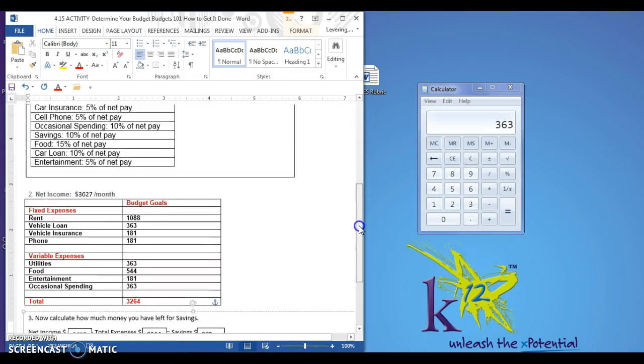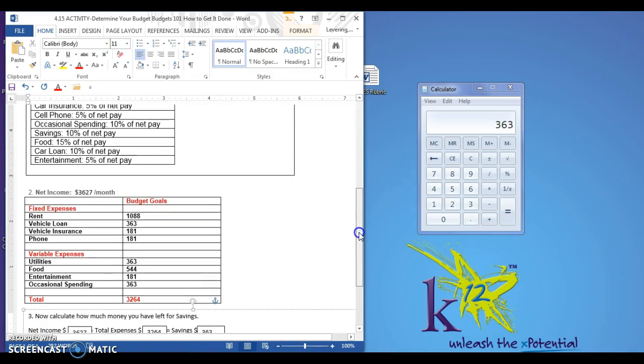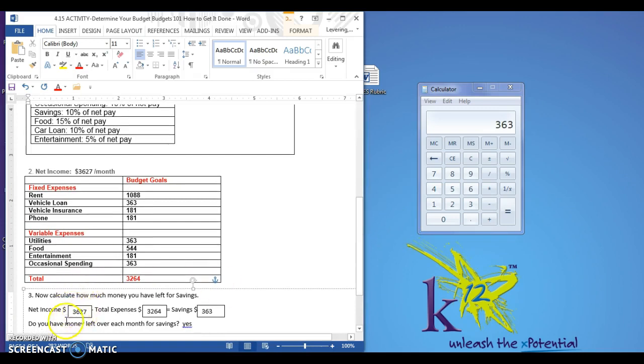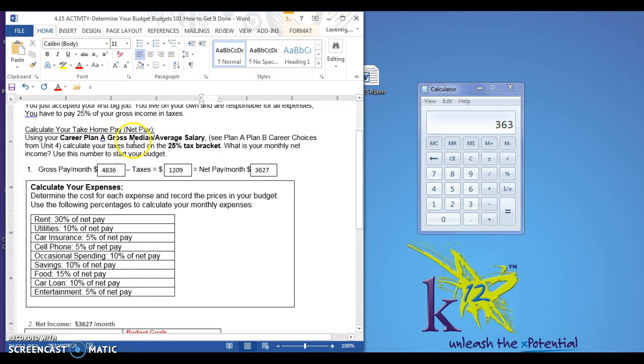Going back, take a look at this again. If your expenses are greater than your monthly income, this amount here will be a negative amount. If that's the case, you might want to go back and redo this activity using your career plan B and see if that is a better choice for you.